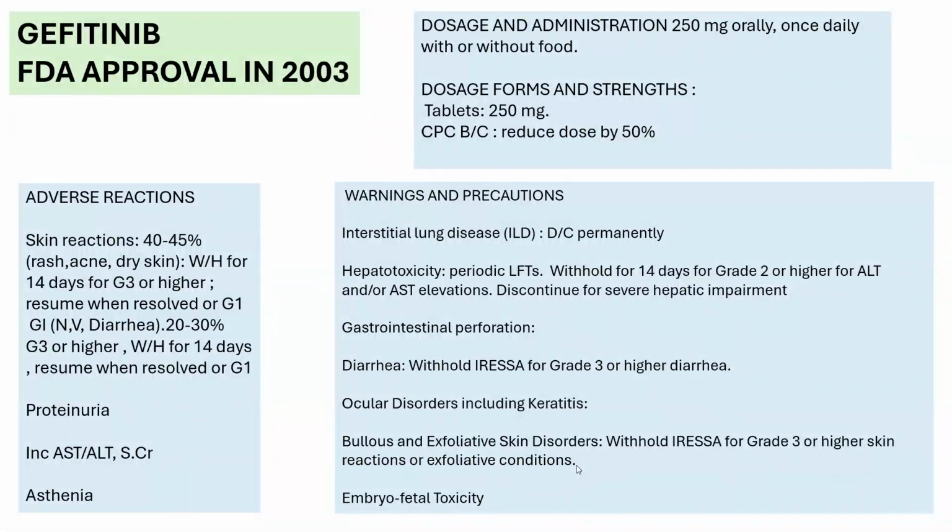Similarly, for bilirubin also, we have this sort of a grading. Grade 1 is more than the upper limit of normal up to 1.5. Grade 2 is 1.5 to 3, and so on. So if it is grade 2 or higher, we need to withhold the drug for 14 days, and we subsequently discontinue if it is very severe hepatic impairment, grade 3 or grade 4.